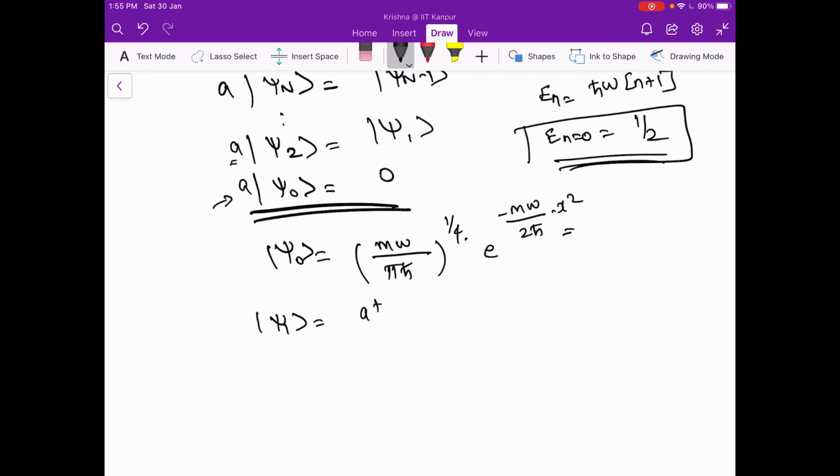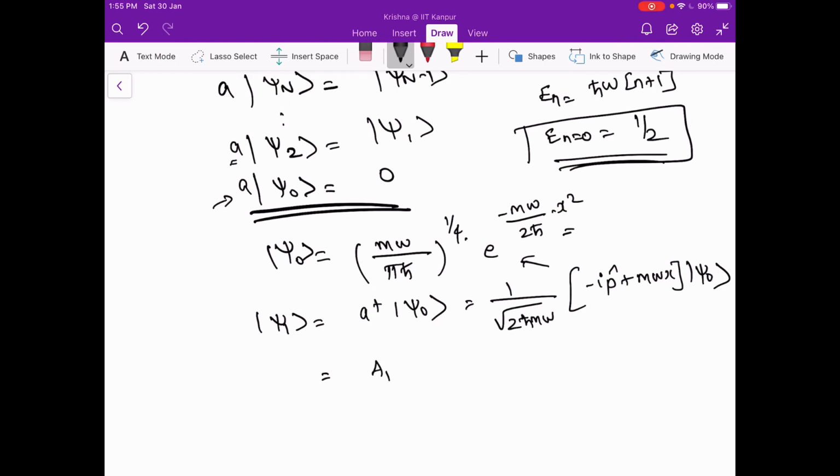Is just A dagger psi of 0, right? And A dagger, we know the form of A dagger, which is 1 by root 2 h cross m omega, minus i p hat plus m omega x acting on psi naught, and psi naught is this expression. If we resolve this, we will get psi 1 to be A1. It will have a new normalizing constant, right? Because it is different from the previous one.